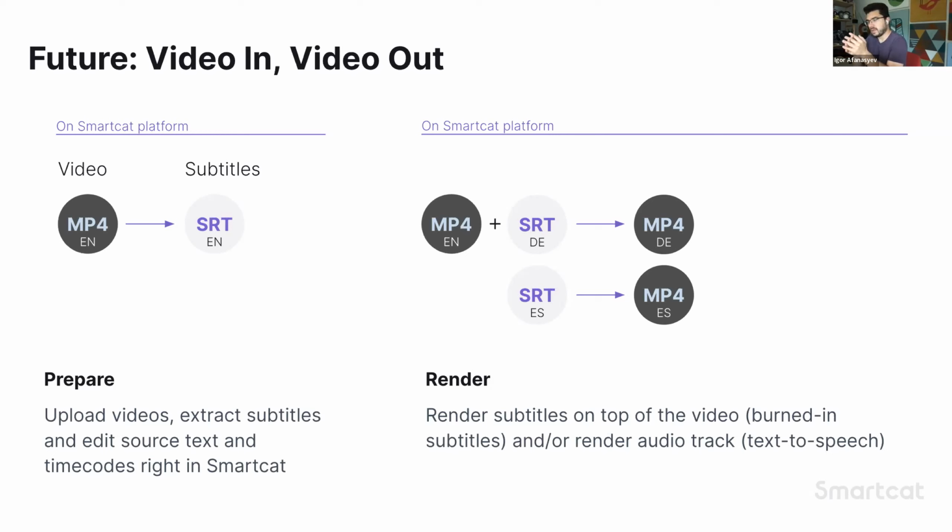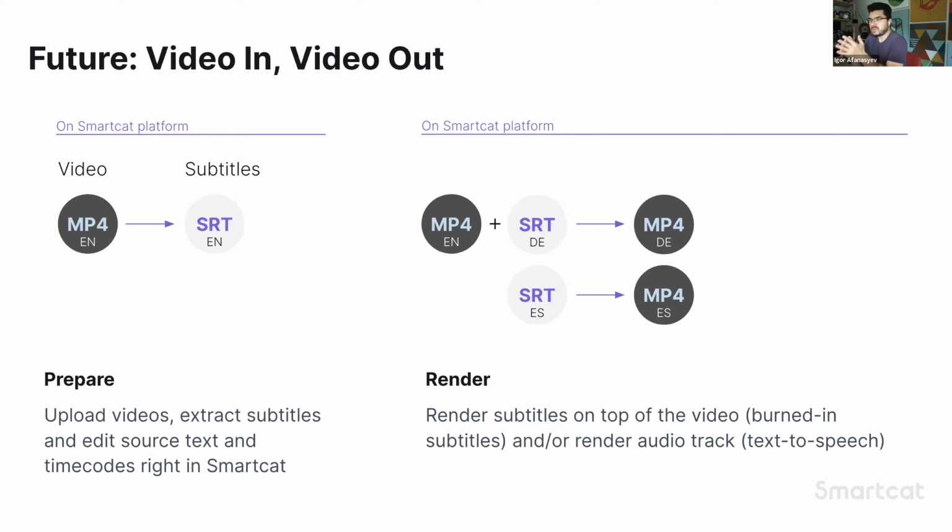What this means is whenever you're uploading an MP4 file, we will be able to automatically run the transcription. So extract the text and timing from your video and create the first version of your subtitles. Then you will be able to edit them on the platform, tweak the timing, tweak the text, make sure that it looks good in the source language, so that then you can start the actual translation process.